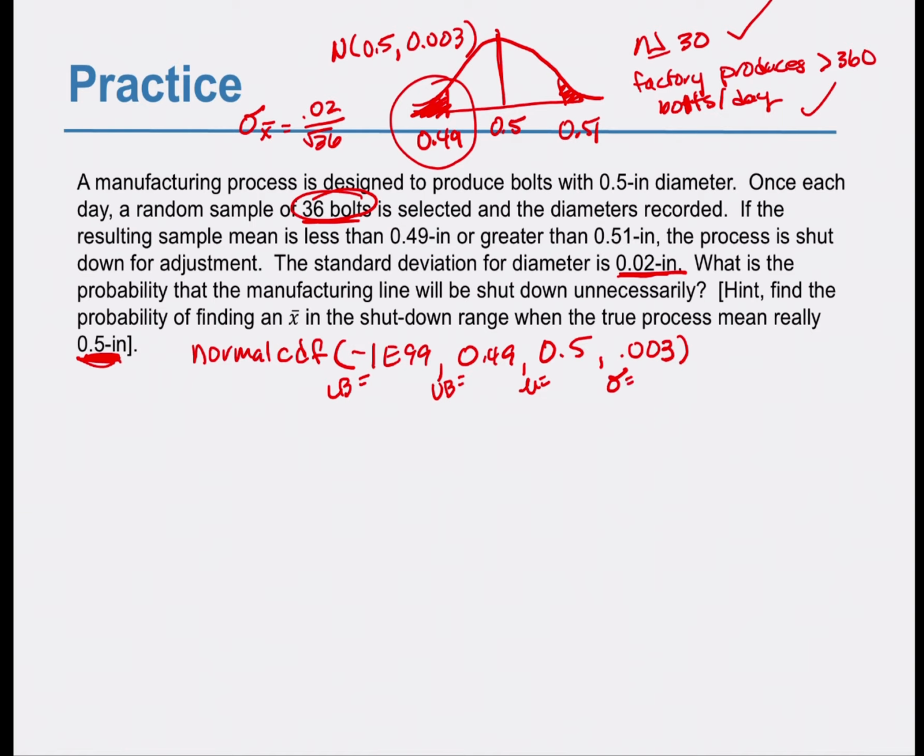And then, because your calculator is only going to give you one side of this, we want the other side. We can just multiply this by 2 because they're the same distance away, right? They're both 0.01 away from the mean. If they're not symmetric, you would have to calculate both of them separately and add them together. But here, because they're the same, you do one and multiply it by 2. And that's going to give us the probability of finding an x-bar in the shutdown range.